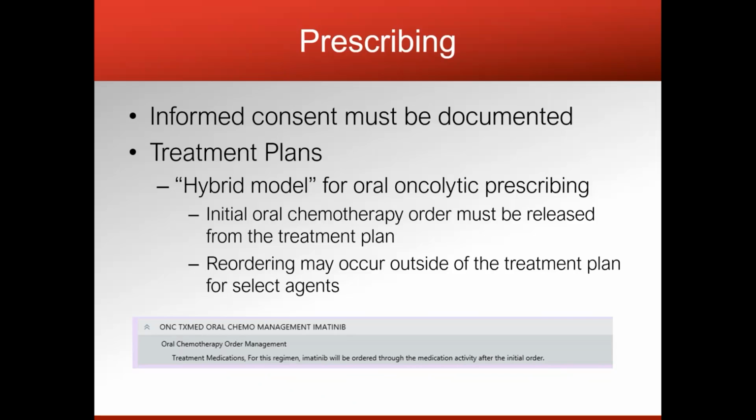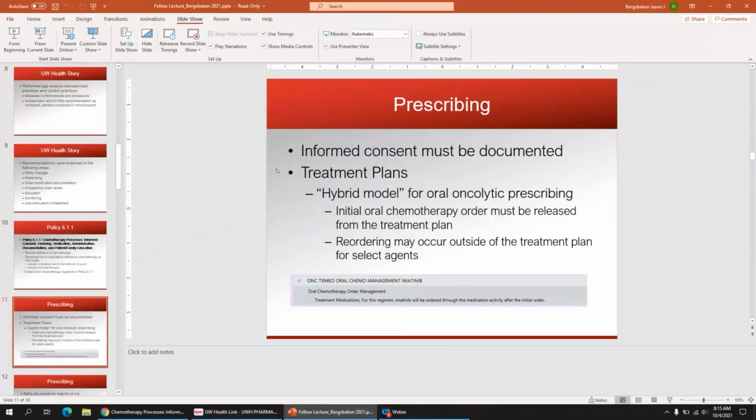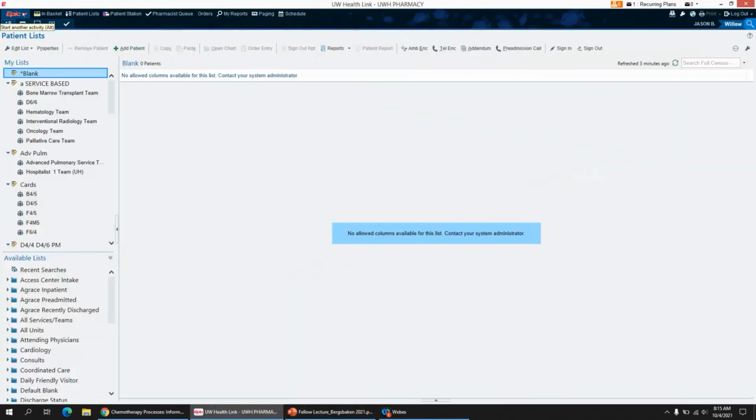I did want to touch on our current state of this hybrid model for oral oncolytic prescribing. Currently we have a mix of how reordering from a prescribing standpoint would occur within a treatment plan. Certain products have either very high toxicity or maybe an associated REMS program that doesn't allow refills on a medication. Those products need to be ordered every cycle out of the plan.